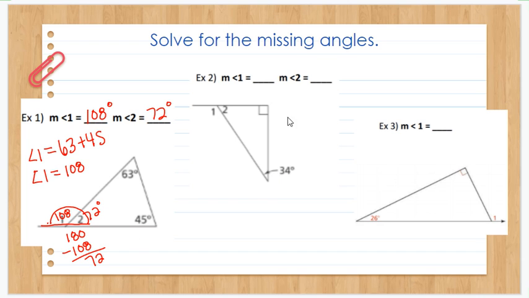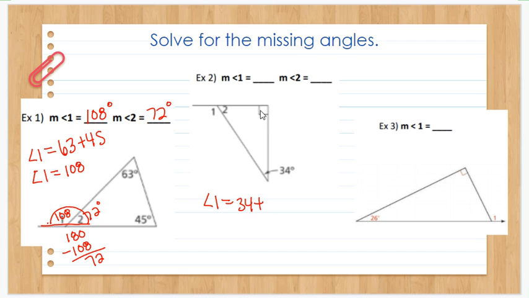All right, let's do another one. In this triangle, this time the top line is extended, and that creates this exterior angle here, angle 1. So in order to find angle 1, it's going to equal the two on the inside that are opposite of it. So I know this angle here is 34, and that's opposite.